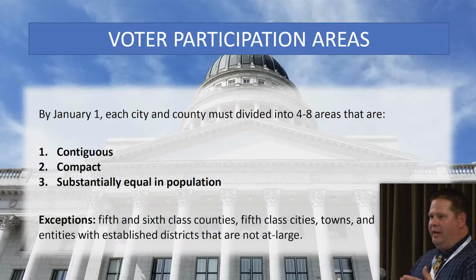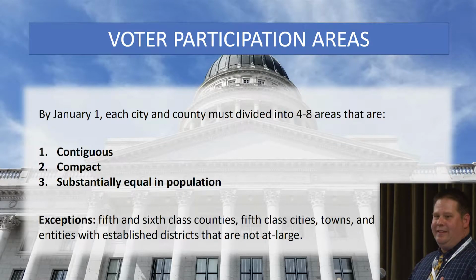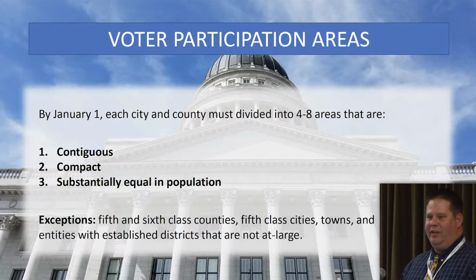This was mentioned by Wade, the voter participation areas. Those need to be created by January 1st. And as has been alluded to, don't make this a political football. Don't wait until you have a referendum or an initiative to create these. I would recommend being proactive in doing this long before you ever have something that you're dealing with in your city or your county, because if you wait, this really will become a political football and a contentious issue. So when you do this, they're going to be created into 4 or 8 zones, depending on the size of your city or your county.